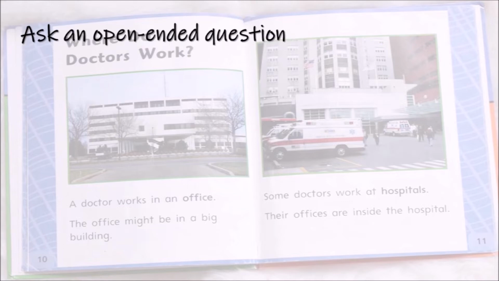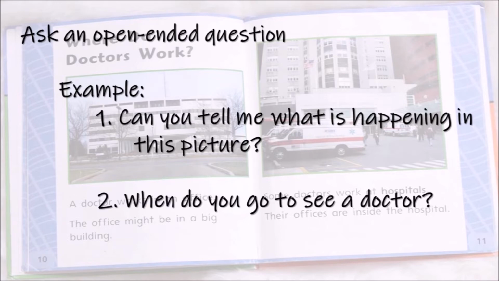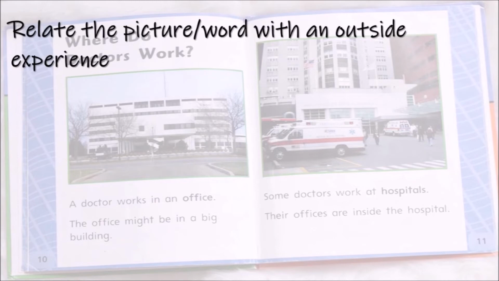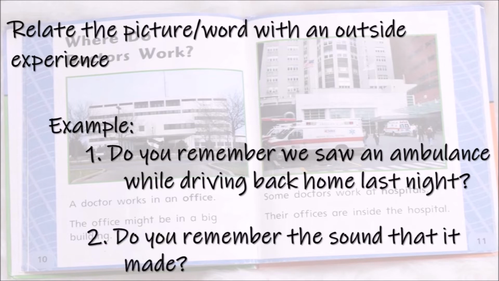And by the way, if your child is very verbal, you can ask open-ended questions, like you can have him talk more about the illustration. Like, for example, you can ask, can you tell me what is happening in this picture? Or you can ask something like, when do you go see a doctor? A fun way to do this is to have your child relate the picture or the word in the book with an outside experience. Like, you can ask, do you remember we saw an ambulance while driving back from the grocery store last night? Do you remember the sound that it made? Do you want to do the sound for mommy?